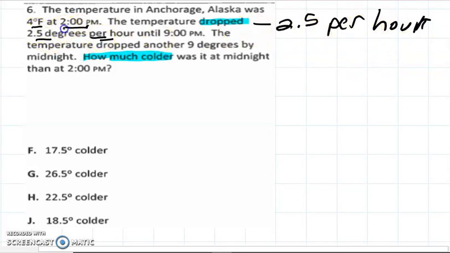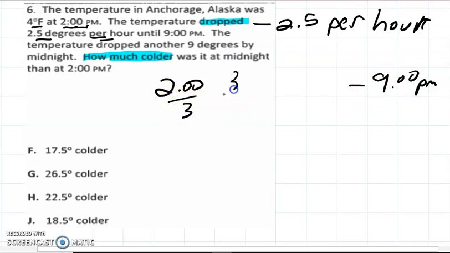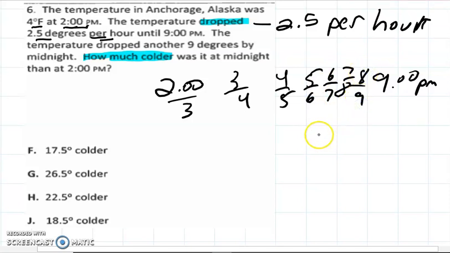Well, it starts at 2 and it went all the way to 9. So think from 2 p.m. all the way to 9 p.m. How many hours have passed? Well, we think, okay, 2 to 3 is 1 hour, 3 to 4, 4 to 5, 5 to 6, 6 to 7, 7 to 8, and then, of course, 8 to 9. Well, how many hours is that? That's 1, 2, 3, 4, 5, 6, 7. 7 hours have passed. So that means it dropped for 7 hours, it dropped 2.5 degrees.